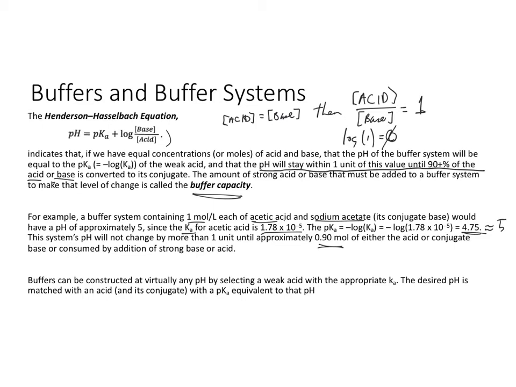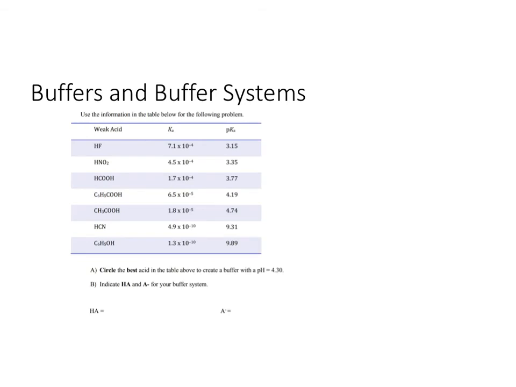We can construct a buffer at virtually any pH we want by simply selecting a weak acid with the appropriate Ka. The desired pH is matched with an acid and its conjugate with a pKa equivalent to the pH that we desire. Let's look at an example problem. The problem says, circle the best acid in the table above to create a buffer with a pH of 4.3.